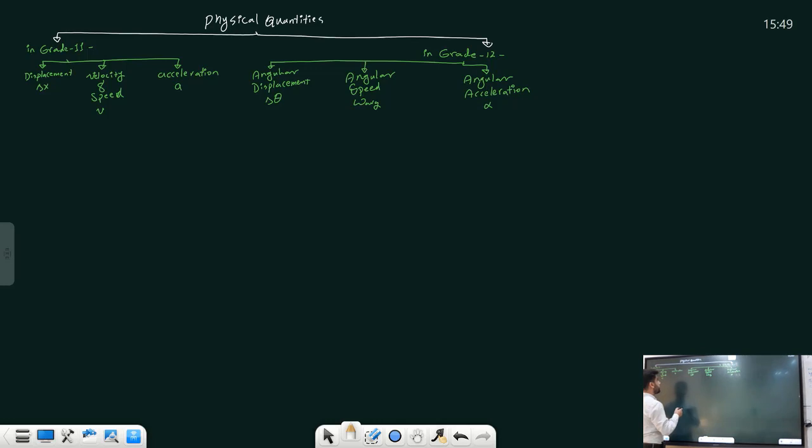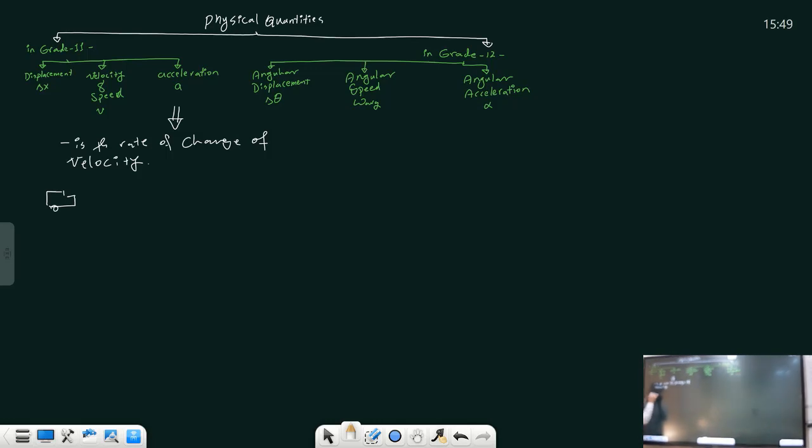So let me explain this in this way. To understand angular acceleration, let's understand linear acceleration. Linear acceleration is the rate of change of velocity. I am going to give you an example just to understand what acceleration is. Acceleration is the change in the velocity of an object.